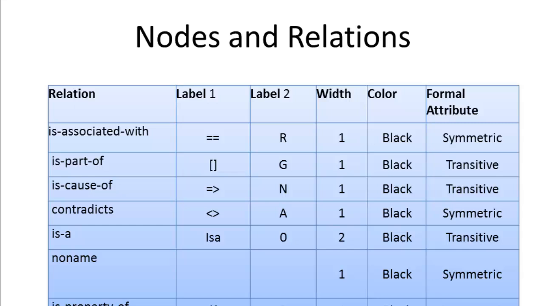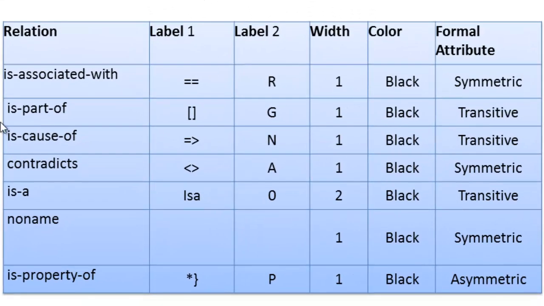And then you can add and modify those kinds of links. So we have is associated with, is part of, is cause of, contradicts, is a, and is property of. These are the standard links for code-code relations. ATLAS offers a second set of standard relations for hyperlinks, and I'll show you when we're at that point in the software. We have three labels that we can define: the relation name itself and two alternative labels, and the width and the color, and then the attribute.